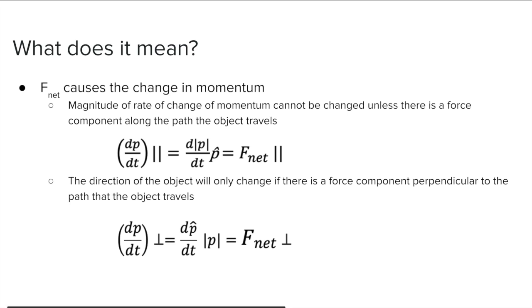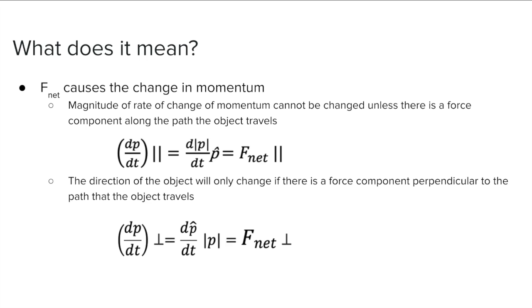The first question asks us to compare the parallel and perpendicular components of the net force to the parallel and perpendicular components of the rate of change of momentum. As we can see in the first equation, the rate of change of the magnitude of momentum is equal to Fnet parallel based on the momentum principle. The magnitude can only be changed if there is a force component along the path the object travels.